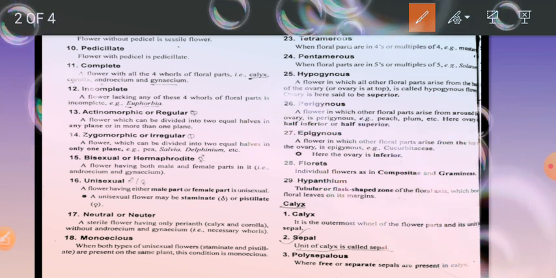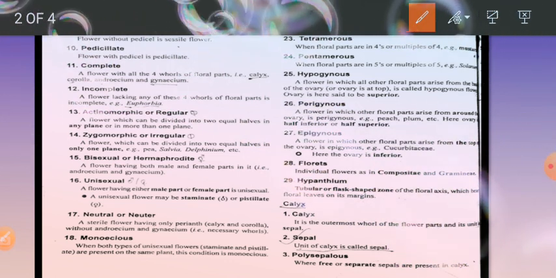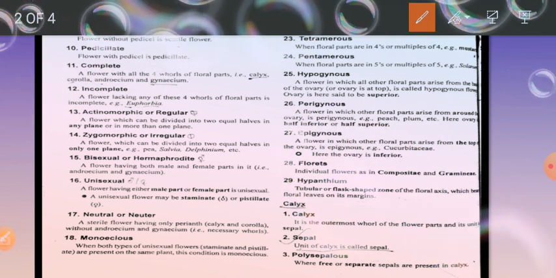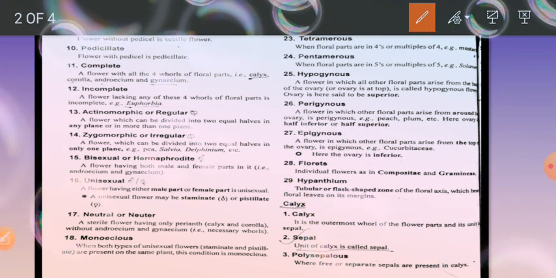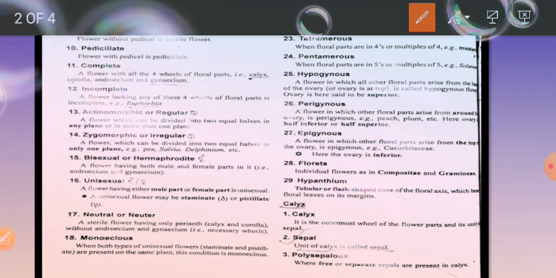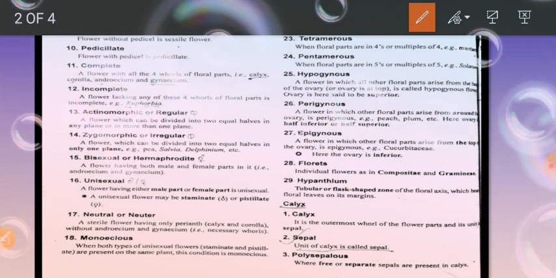Then floret. Floret means the individual flower of the composite and the graminy families. This is known as the floret. And hypanthium means a tubular or flask-shaped zone on the floral axis, and this is known as the hypanthium.